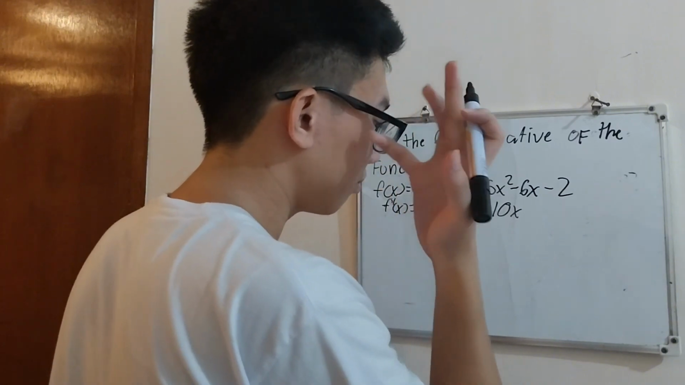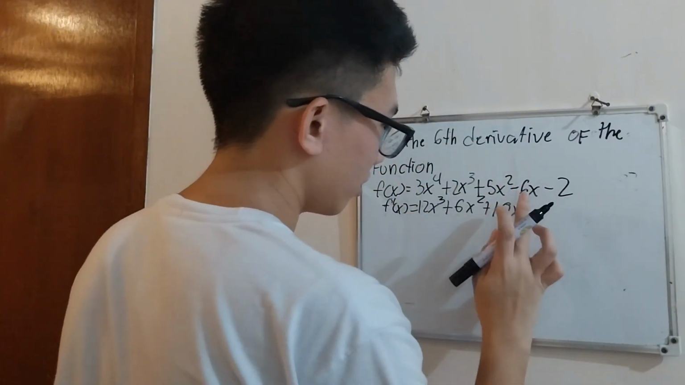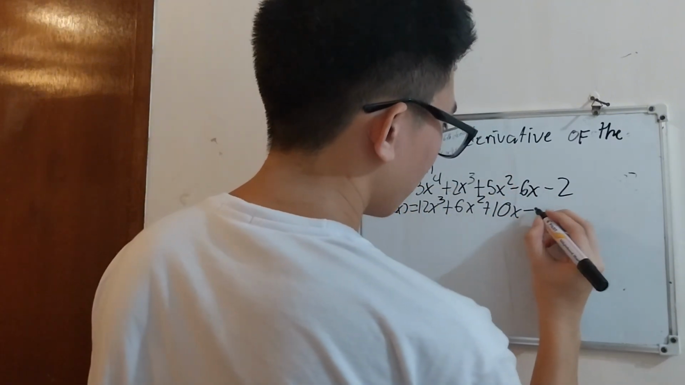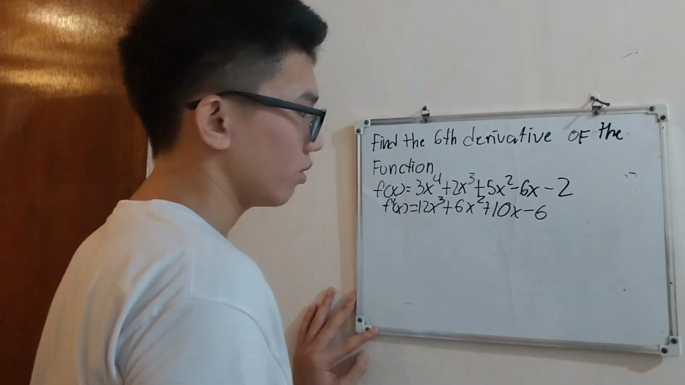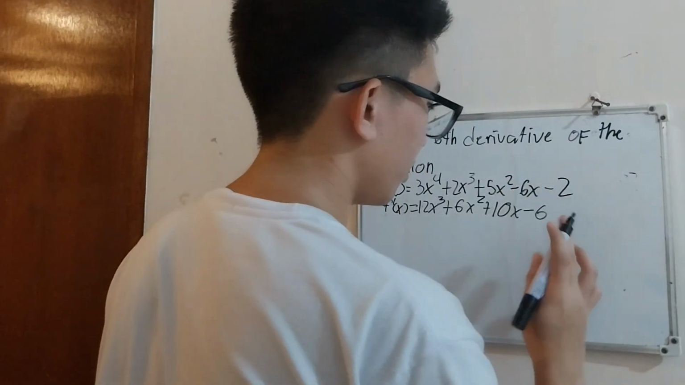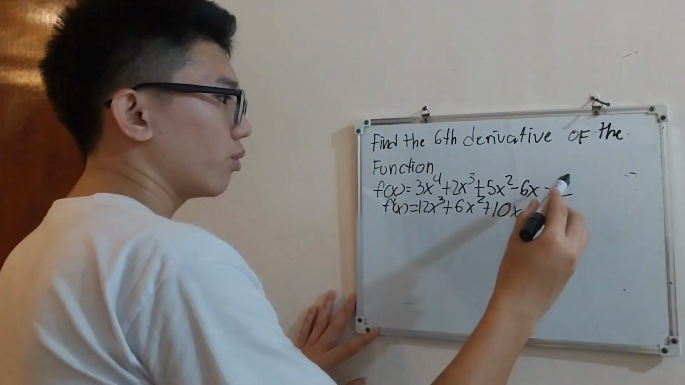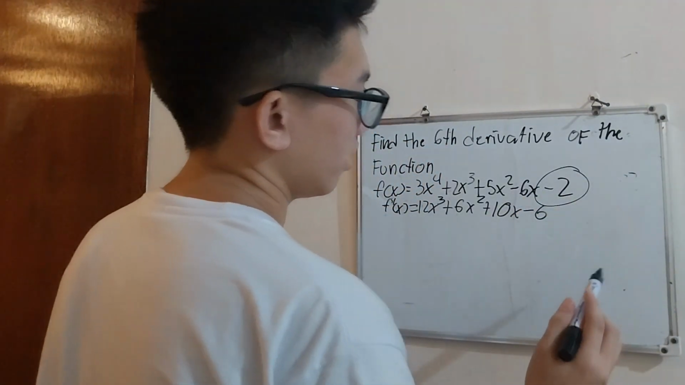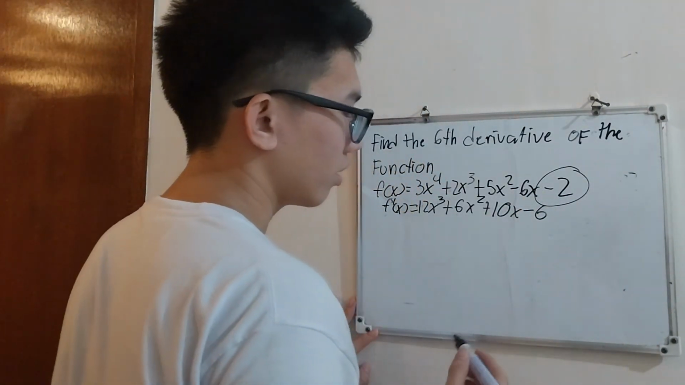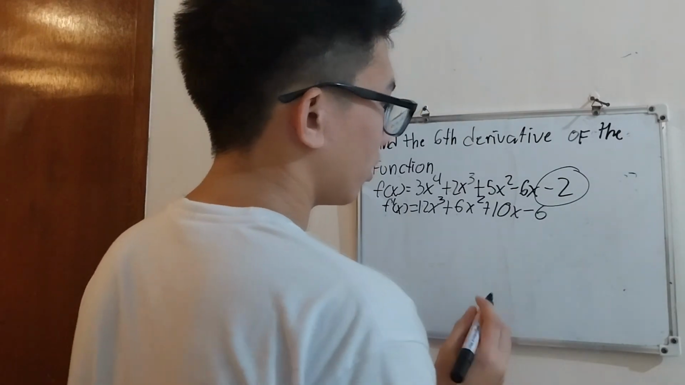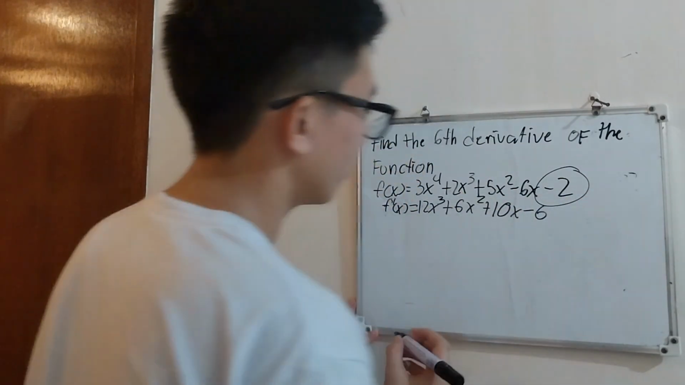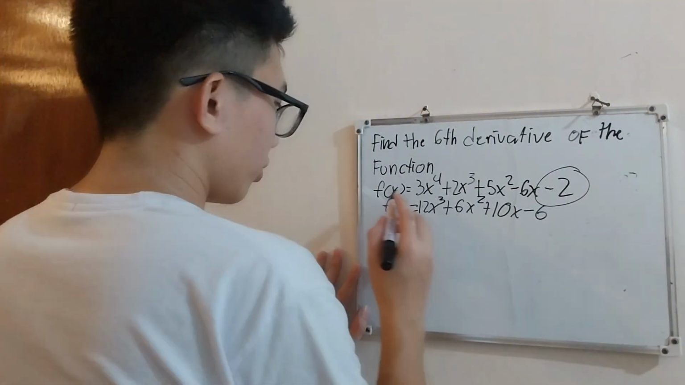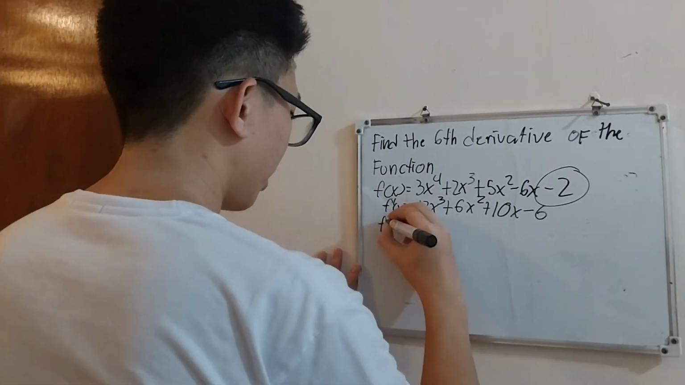So now I'm just going to put 6 over here. Since 1 minus 1 is 0, the x disappears. And then you don't have to put this number since it is a constant, so it will always be 0. So this is our first derivative. Now on with our second.